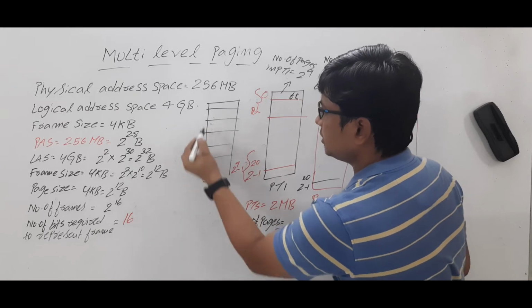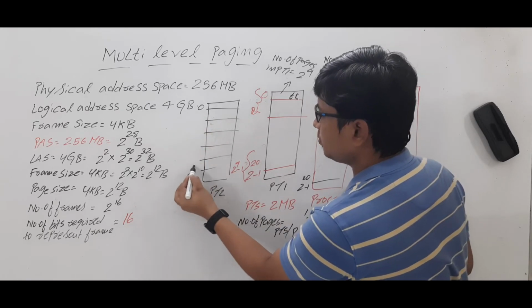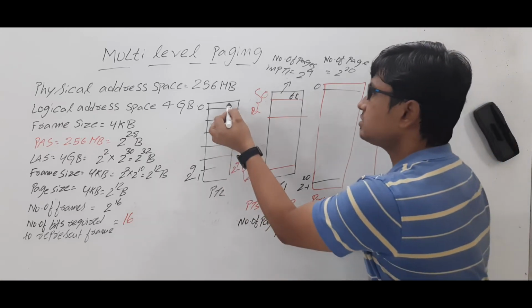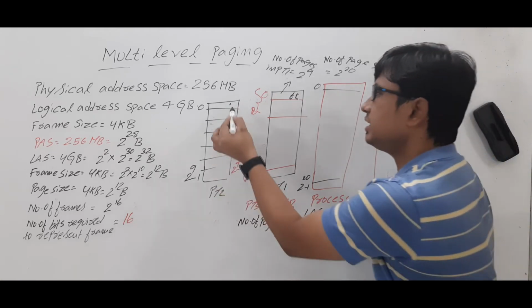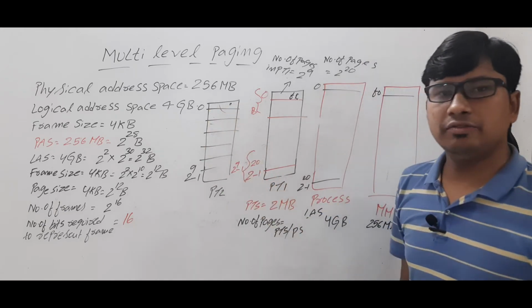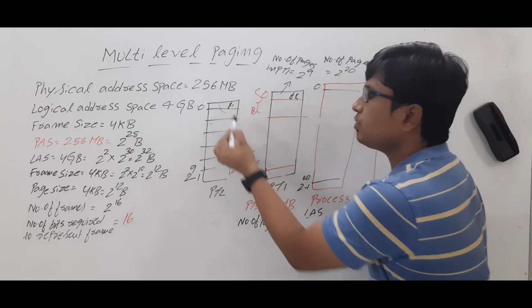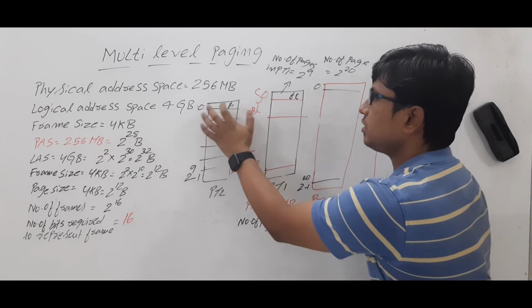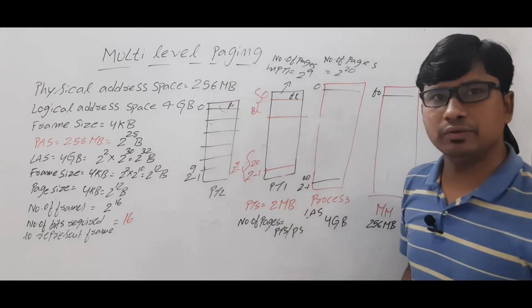In the page table, we will have entries from 0 to 2 power 9 minus 1. And what information will be there in each one? Again, here also the frame number only will be there. Am I right or wrong? Are you able to understand? Here also that particular page's frame number will be there.